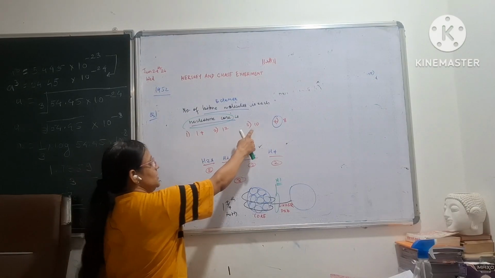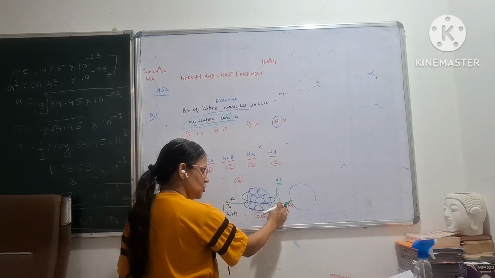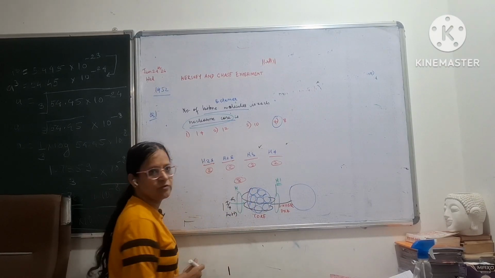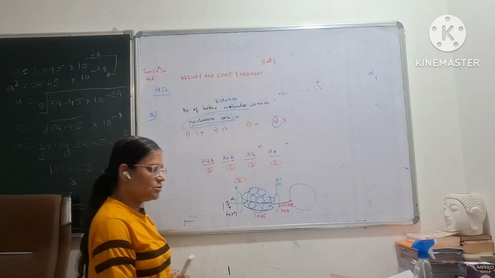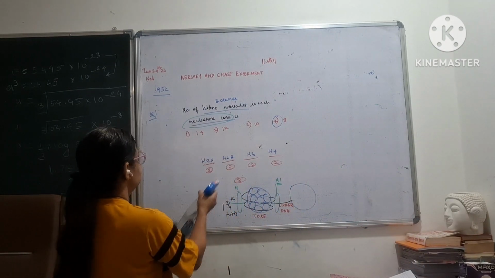Then the number would have been 10, because here also you will have linker DNA, here also you will have linker DNA, here also you will have an H1 molecule, and here also an H1 molecule, right? So check the question first and then jump to the conclusion.